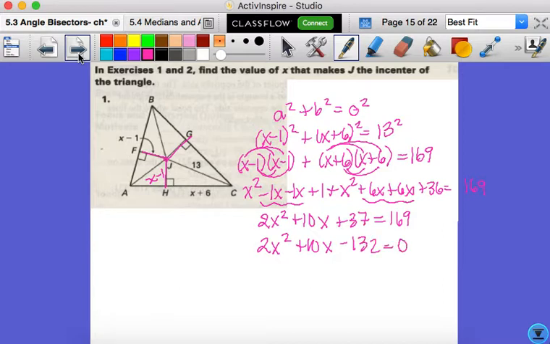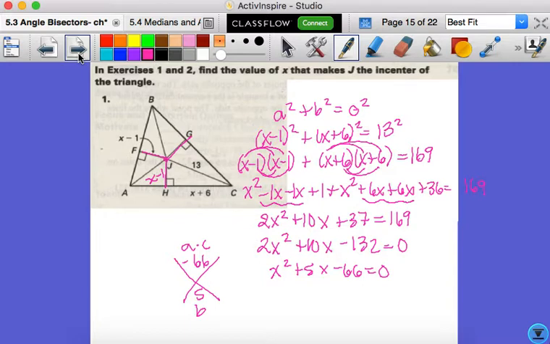Now the good news is that all of these numbers are even. So I'm going to divide everything up here by 2 to make my life a little bit easier. And now I need to find factors of negative 66 that add to 5. I would recommend that you pause the video here, try to finish this on your own, and then come back to check your answer.